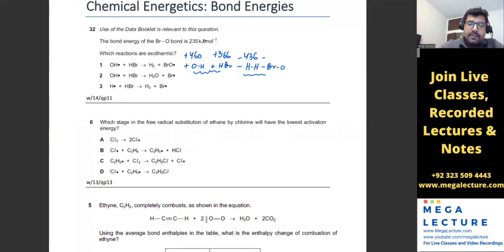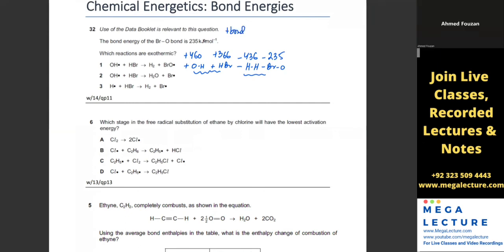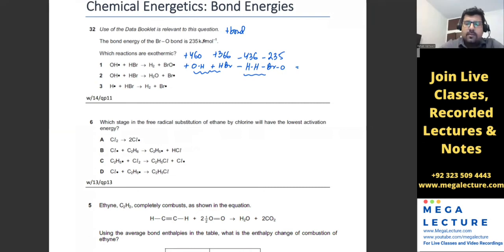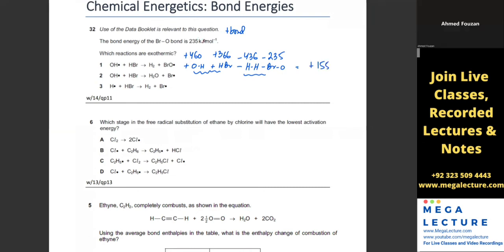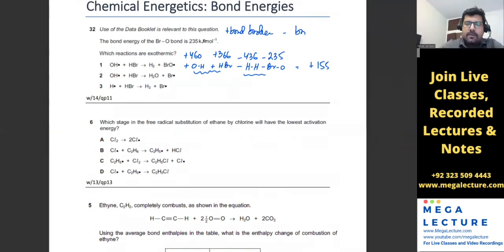So quickly tell me, what's the value that you're getting for this? 155. So we're getting plus 155, right? Yes. So we're getting minus for bonds formed.